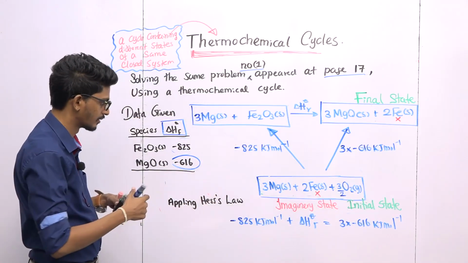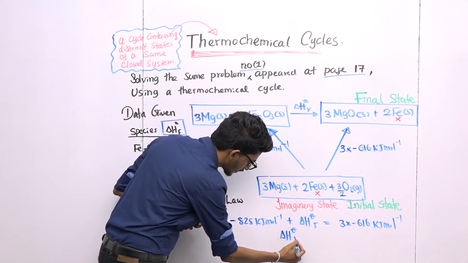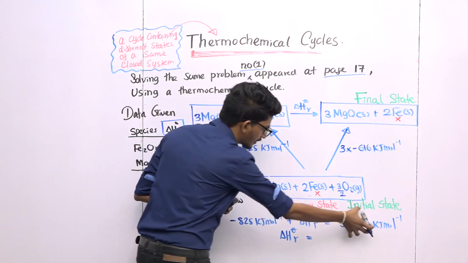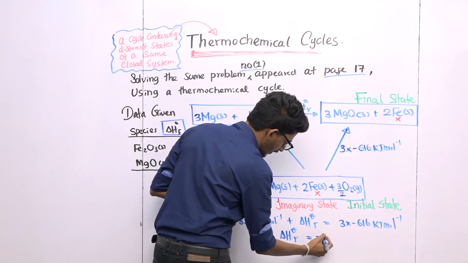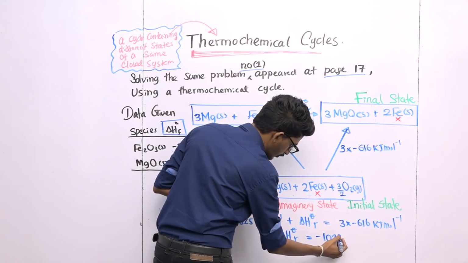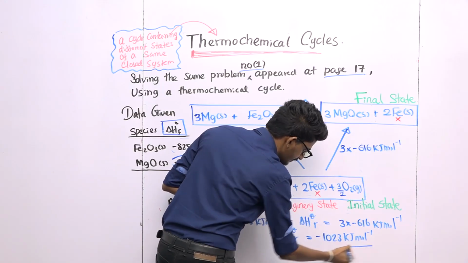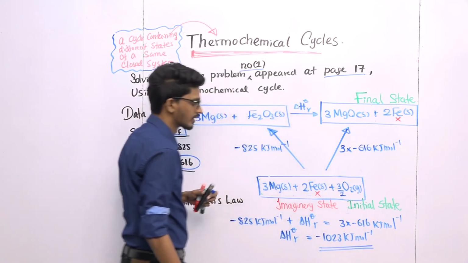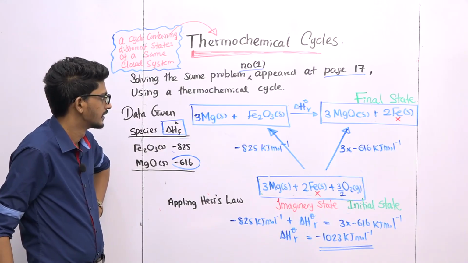So with that, we can substitute delta H naught R. If you substitute delta H naught R, that will be equal to this value minus this value. So this becomes plus, and it will be given as minus 1023 kilojoules per mole. That is how we are supposed to apply Hess's law to solve question number 1 appearing on page number 17.